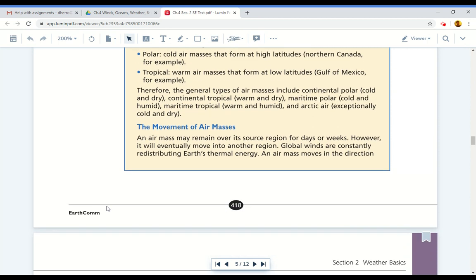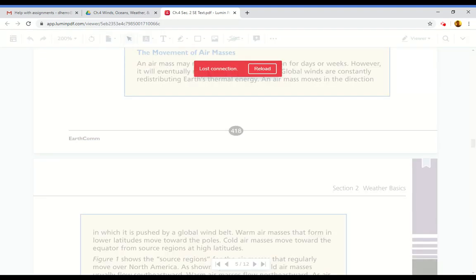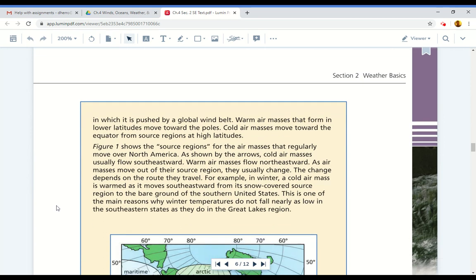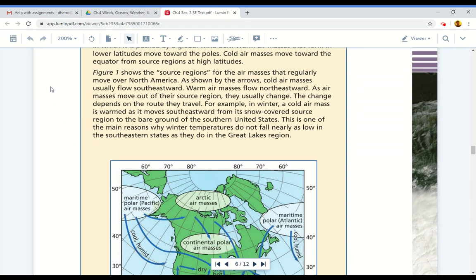The movement of air masses. An air mass may remain over its source region for days or weeks. However, it will eventually move into another region. Global winds are constantly redistributing Earth's thermal energy. An air mass moves in the direction in which it is pushed by a global wind belt. Warm air masses that form in lower latitudes move toward the poles. Cold air masses move toward the equator from source regions at high latitudes.